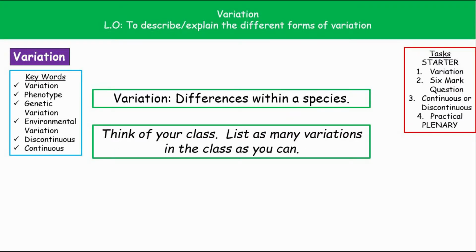Before we go any further, the first thing we need to understand is what on earth we mean when we say the word variation in science. So where we're talking about variation, we're talking about the differences within a species. So make sure you've got that definition for variation in your books.